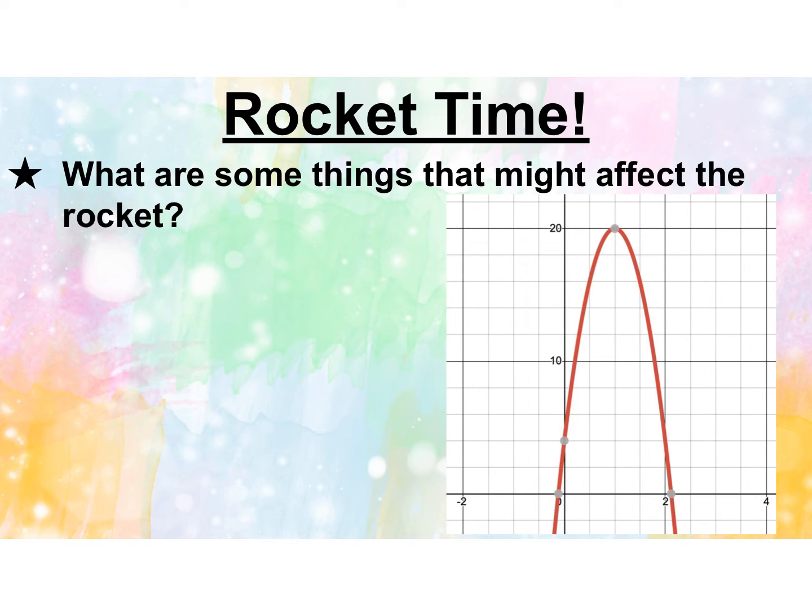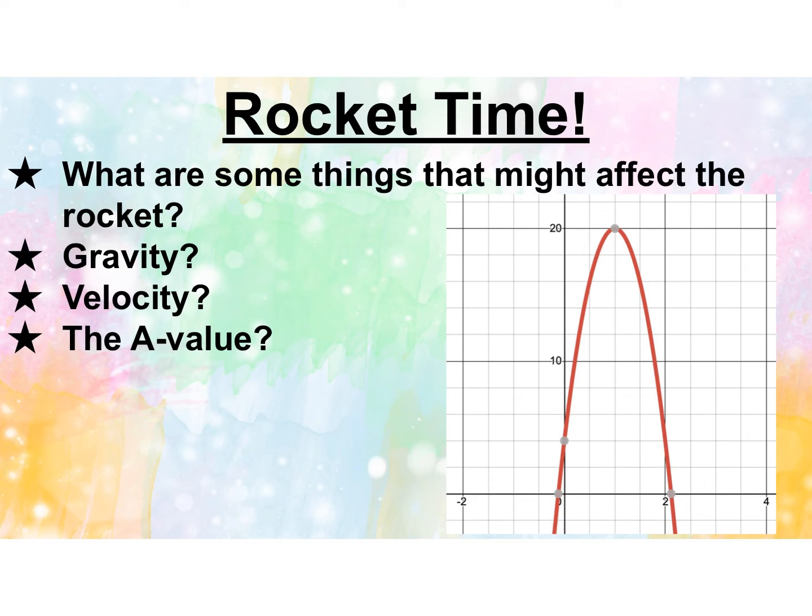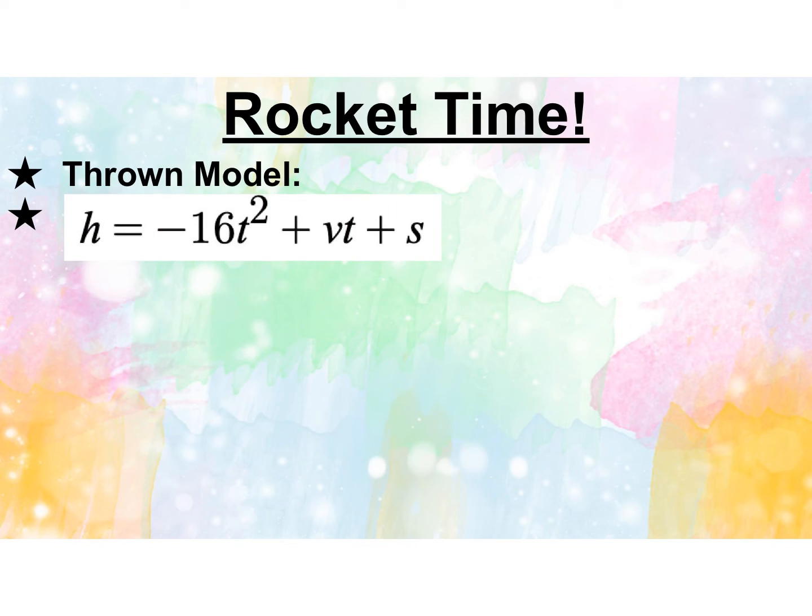So what are some things that might affect the rocket as it's launched? That could be gravity pulling it down, velocity, how fast it's going, and then the A value, which it's going to go down and come up, so we know the A value is positive. So this is our thrown model. You should write this down. H equals negative 16 t squared plus vt plus s.